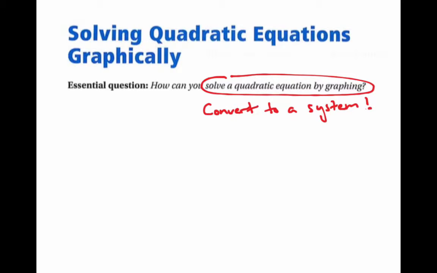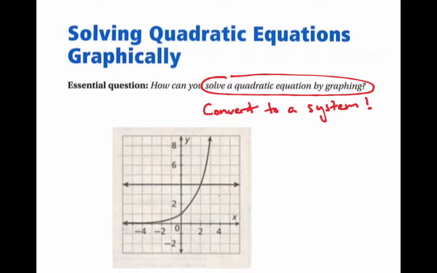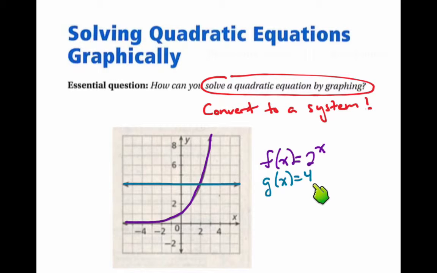So as a quick review or introduction, let's look at this system that we have graphed for you. This is an exponential function that you haven't seen before. This curve right there is f of x equals 2 to the power of x. Ooh, how would you solve that? And then this one is pretty simple. That one is g of x equals 4. And what's the solution to this system? That point right there, which is (2, 4).